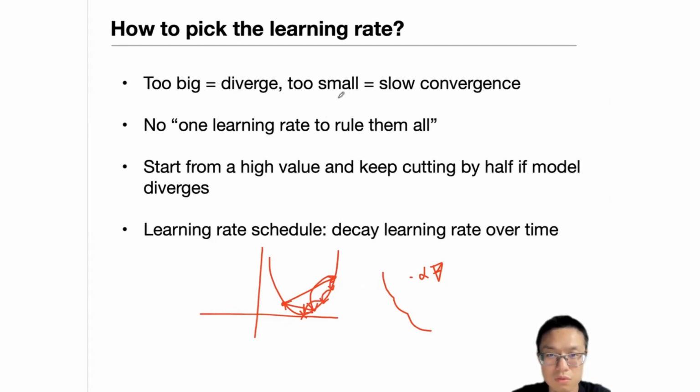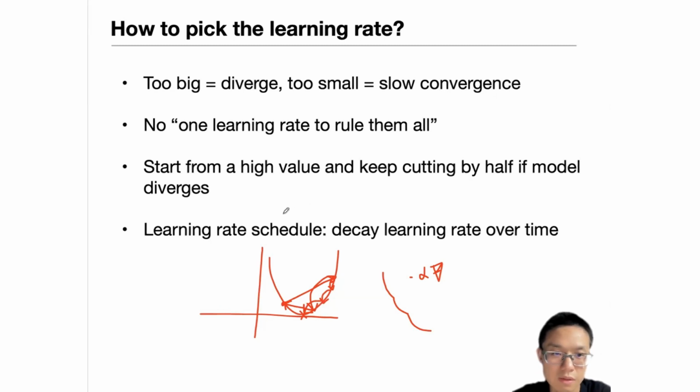And if it's too small, you get slow convergence. This is easy to understand. You take very small, tiny baby steps towards the global minima, then you need to spend a lot of steps to reach there. This is not what we want either. You may end up getting to the global minima or local minima, but it takes too much time to get there.